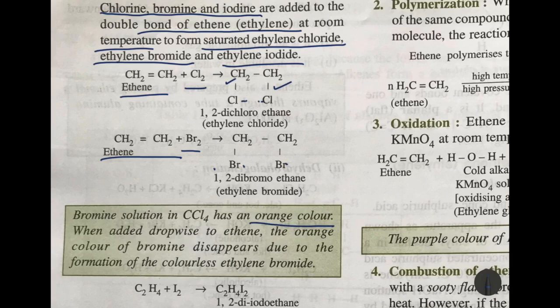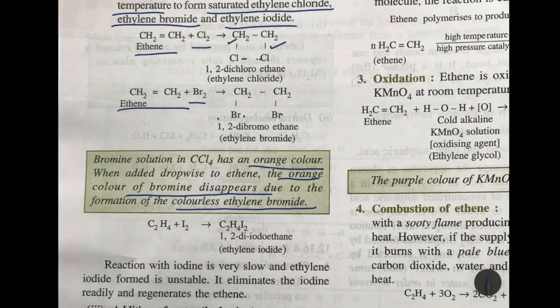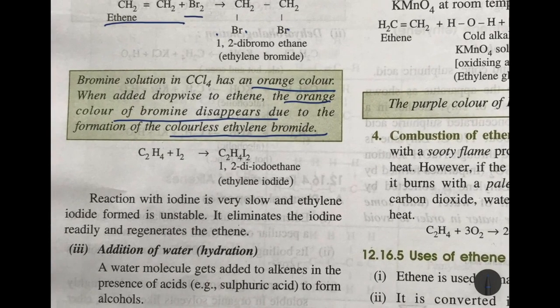When added drop-wise, that means one drop at a time, the orange color of bromine disappears due to the formation of colorless ethylene bromide. Okay. Now, similarly, ethene reacts with iodine to form 1,2-diiodoethane or ethylene iodide. Remember that reaction with iodine is very, very slow, and ethylene iodide formed is unstable. Okay, it removes the iodine readily and regenerates the ethene.